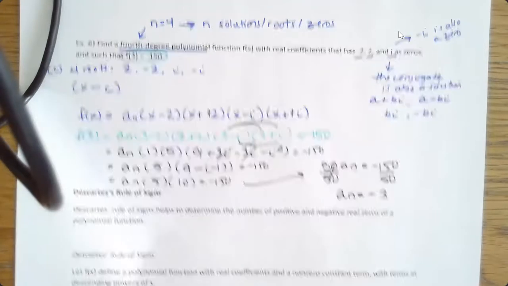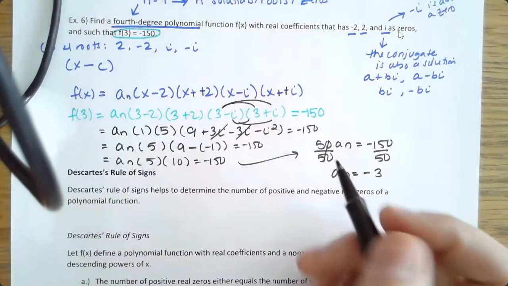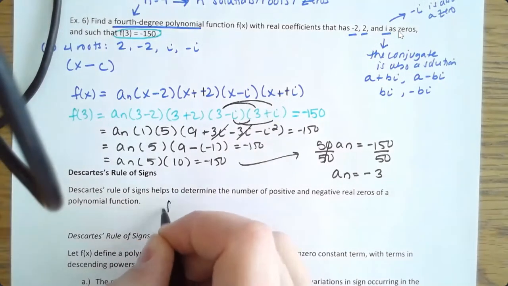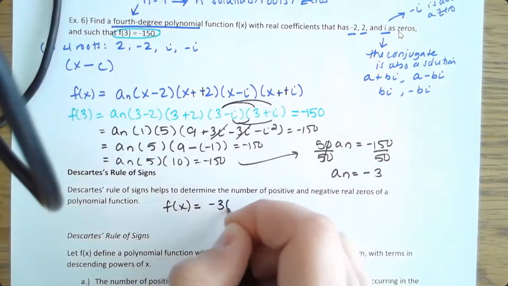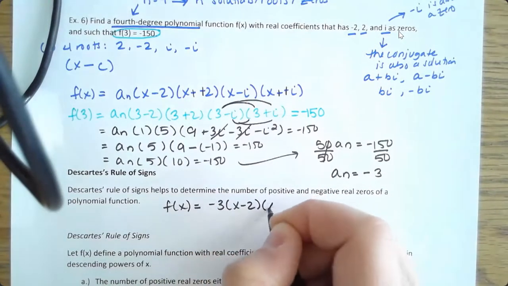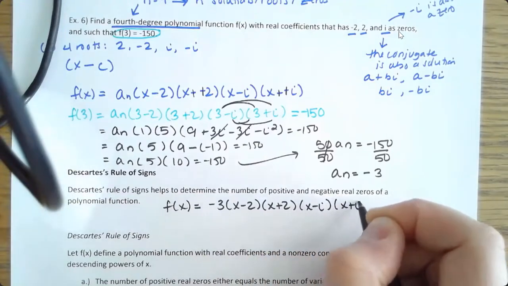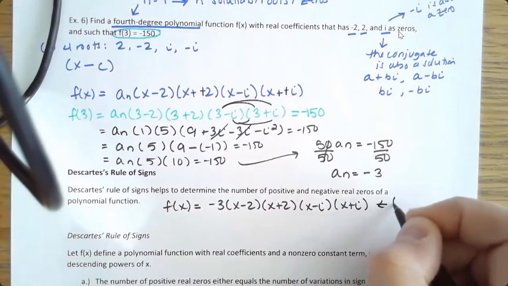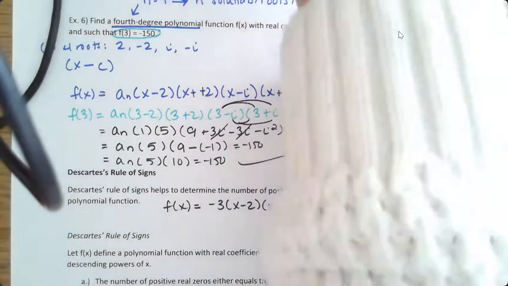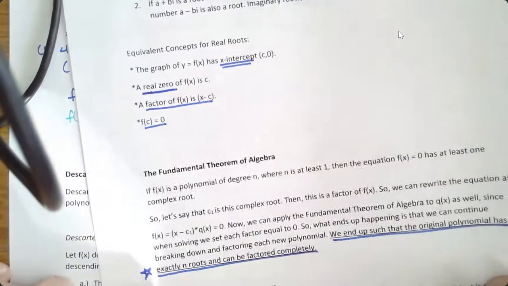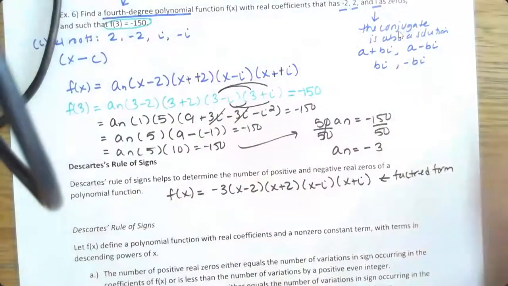All right, so let's put it all back together. I'm running out of room here. Let's go, I'll just do it right here. All right, so I have f of x is equal, my leading coefficient is negative 3, x minus 2, x plus 2, x minus i, x plus i. Now, this is what we call factored form, right? It's using this linear factorization theorem on the page before. So this is our factored form, but you want to be careful here.